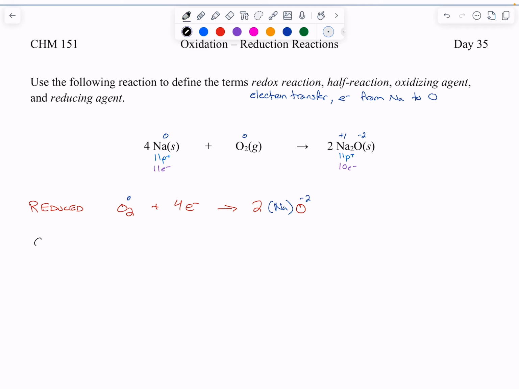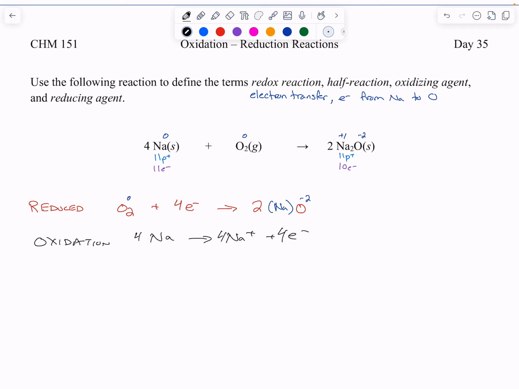The oxidation one is Na, 4 of them, going to 2 Na2O plus. Well, not like I don't want to really do that. I want to just do this. Na going to Na plus an electron. And you have to times that by 4. All right. I don't like the reduced one because that's not exactly how it works. But that's okay. It's close enough.